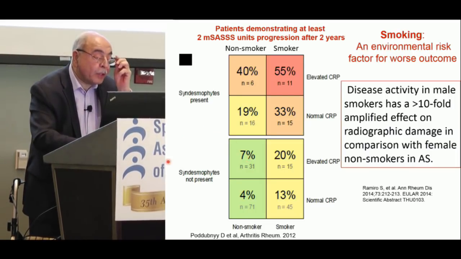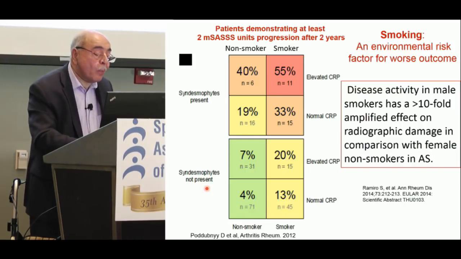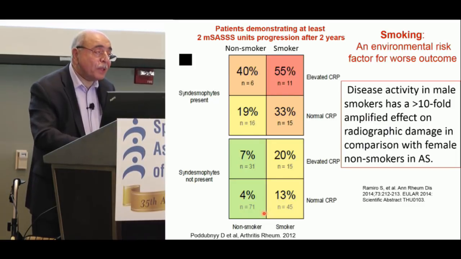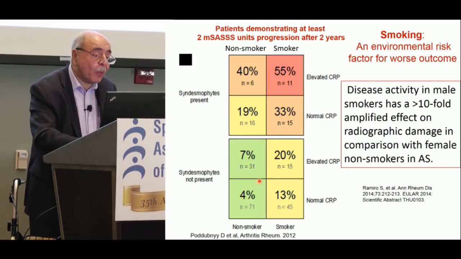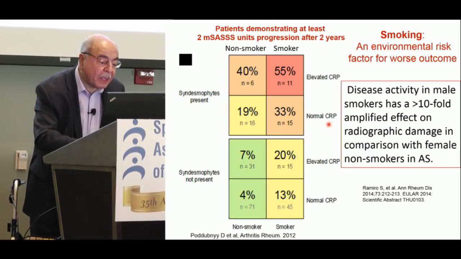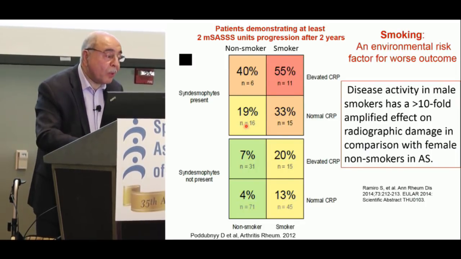So this is when there is no bony bridging, in patients in the early stage of the disease. You can see why patients should quit smoking. Now, what if there is already the beginning of bony bridging in the spine? Then if the CRP is normal, there is a 33% chance of spinal fusion progression over 2 years, versus 19% if you are a non-smoker.